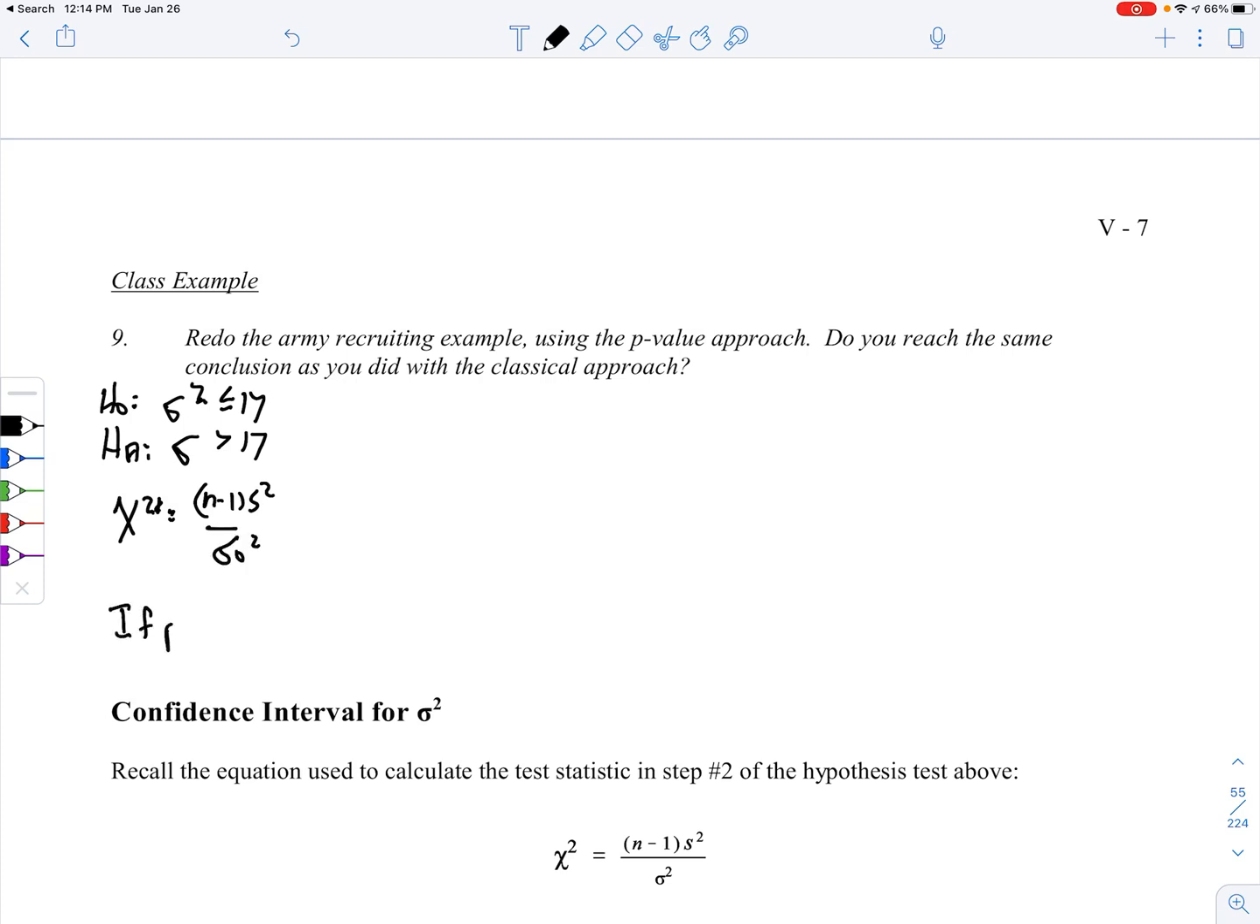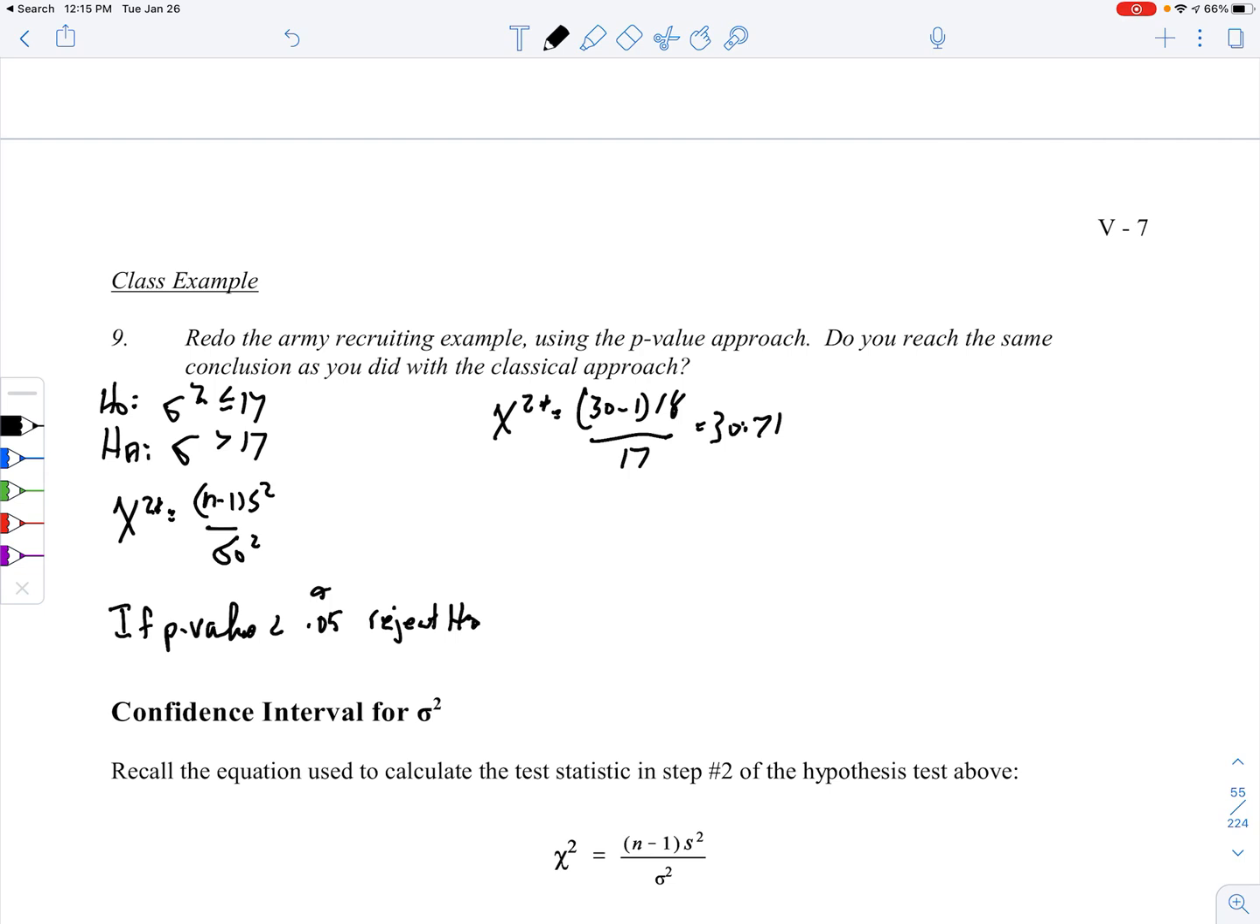And then your decision rule is that if the p-value is less than alpha, reject H0. This is your alpha. All right, then we calculate chi-square star. We take our sample, 30 minus 1 times, what was it, 18, I think, yeah, over 17, and we get 30.71.